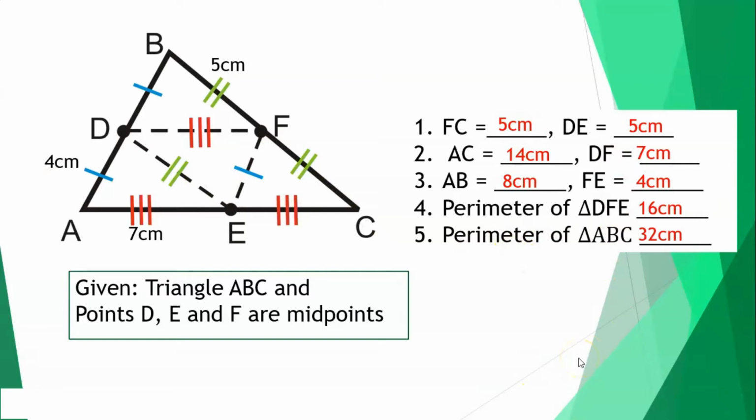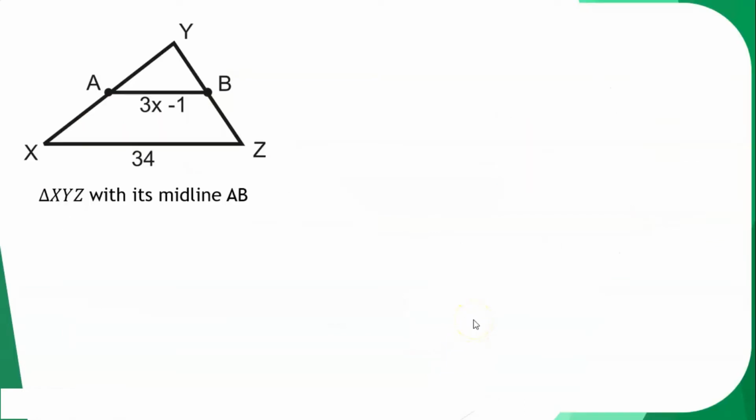Now, take note, for a triangle, the perimeter of the triangle formed by the midpoints of its sides is 1/2 of the perimeter of the big triangle. So that's why this is 16, and for the big triangle, it is 32. So take note of that. That works for triangles.